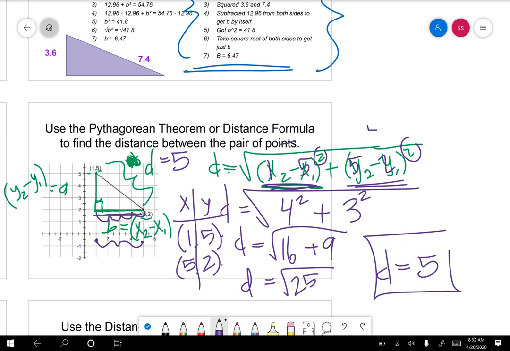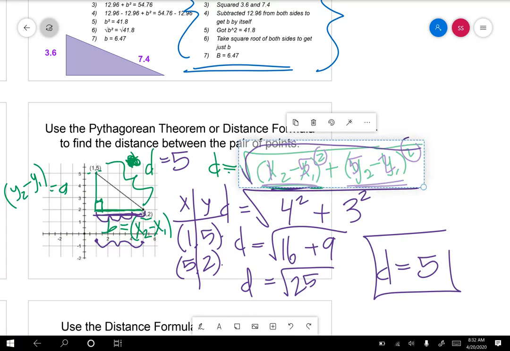Okay, so again, distance formula is basically the same thing as Pythagorean theorem, just written slightly different. But you're doing the same steps, right? We're squaring something. We're squaring two different side lengths, taking the square root to find that third side length.